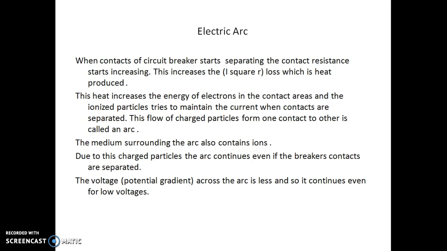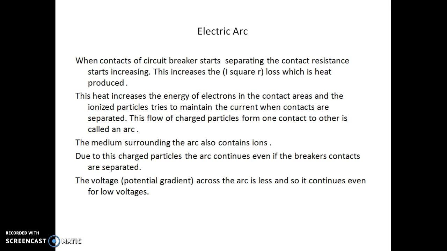Whenever this resistance increases, the current under faulty conditions being very large and the resistance also being large, the I squared R losses will be more, which increases the heat. This heat increases the energy of the electrons in the contact areas and also ionizes the particles that are surrounding the contacts, and it maintains the current through these ionized particles. So that means though the contacts are physically separated, electrically they are intact with each other.